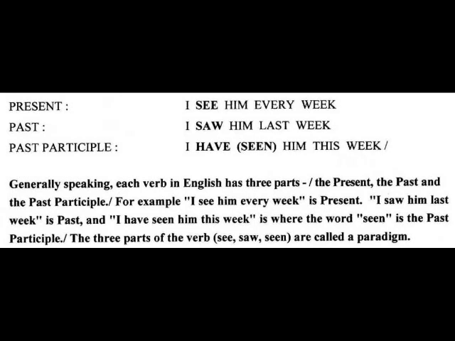Generally speaking, each verb in English has three parts: the present, the past, and the past participle. For example, I see him every week is present. I saw him last week is past, and I have seen him this week is the past participle. The three parts of the verb, see, saw, seen, are called a paradigm.